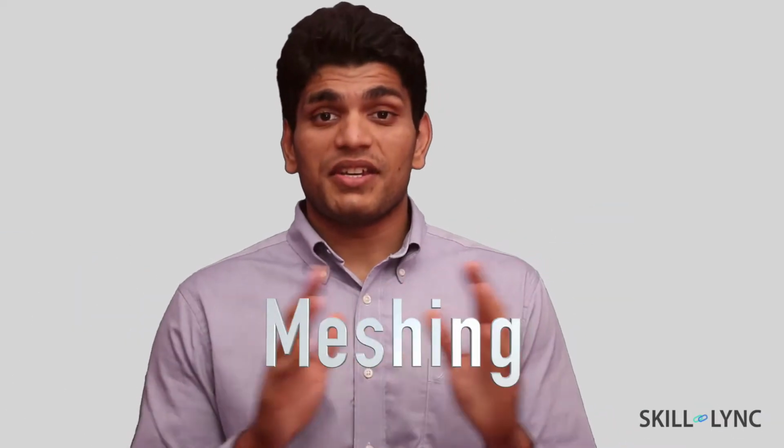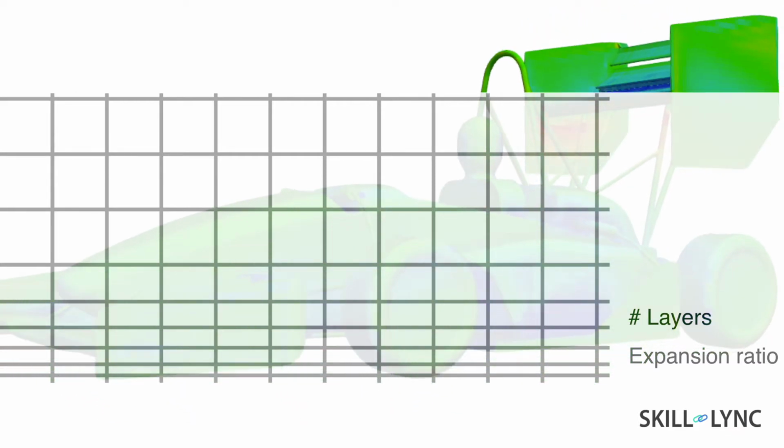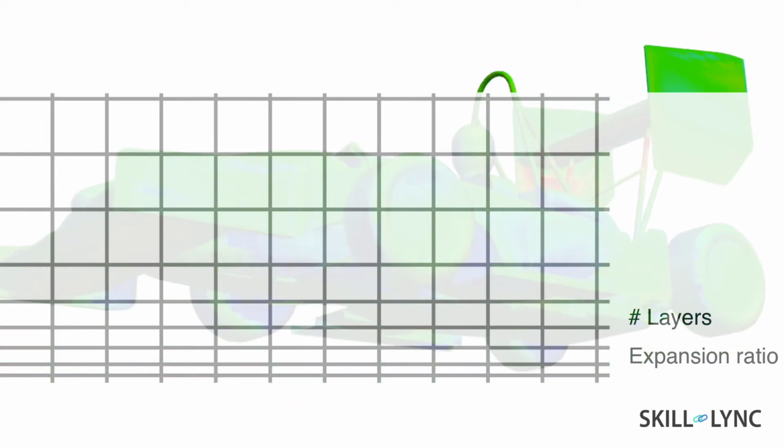Fourth, meshing. Numerical discretization is the art of solving fluid flow equations in your computer. Using poor meshes will give you bad results. Prism layer cells or boundary layer cells are commonly used. But do you know what they do? Do you know how many layers of cells you need? And what is the ideal expansion ratio?